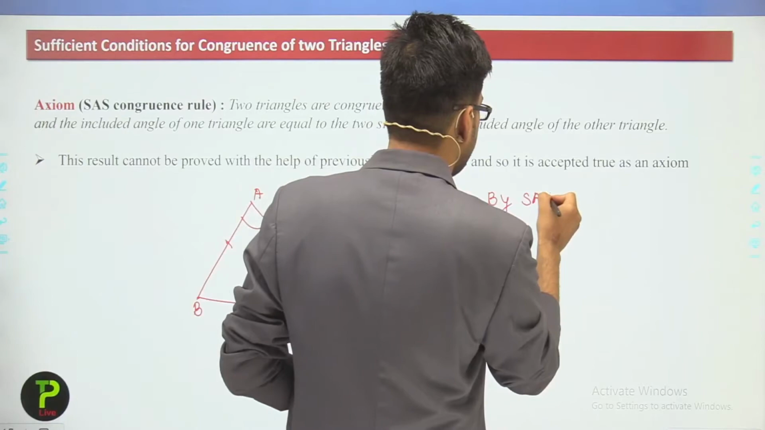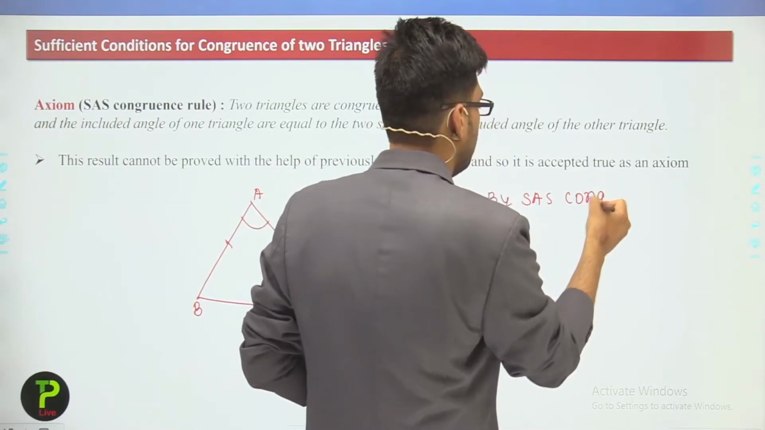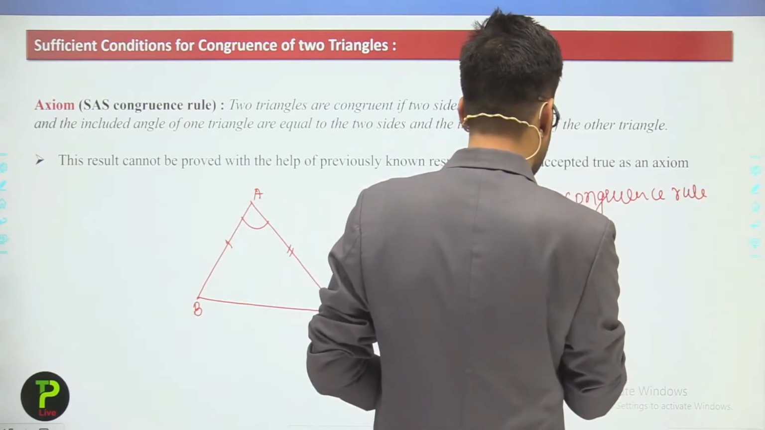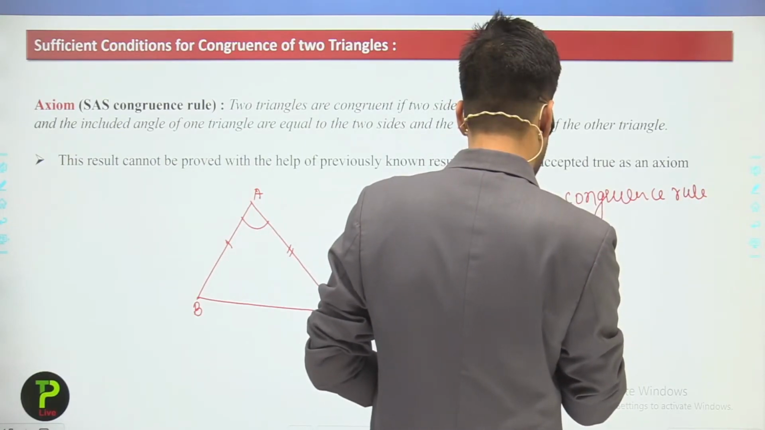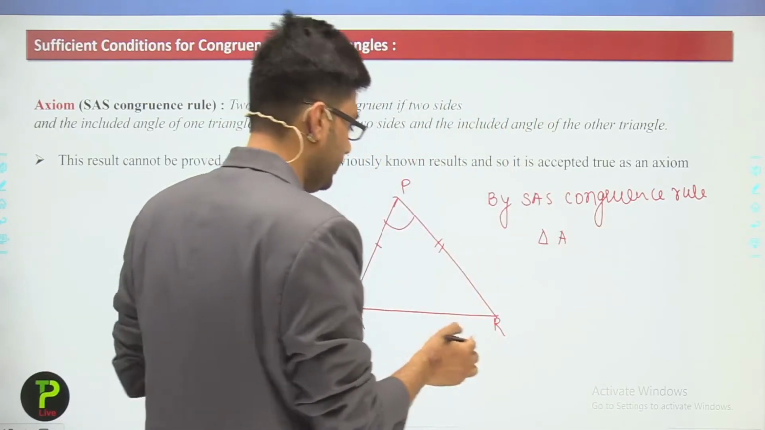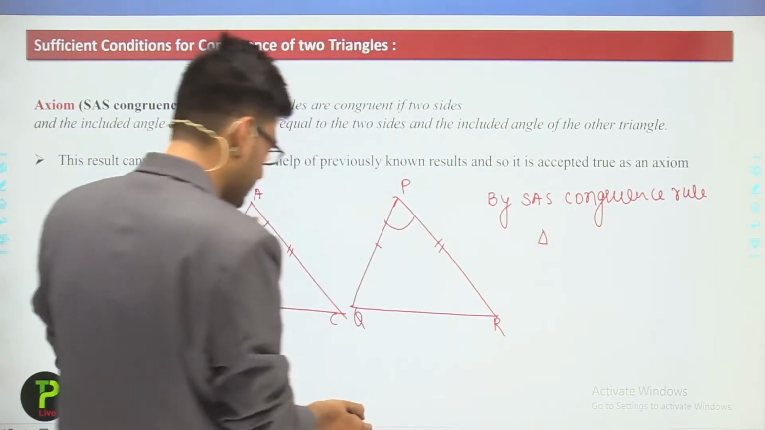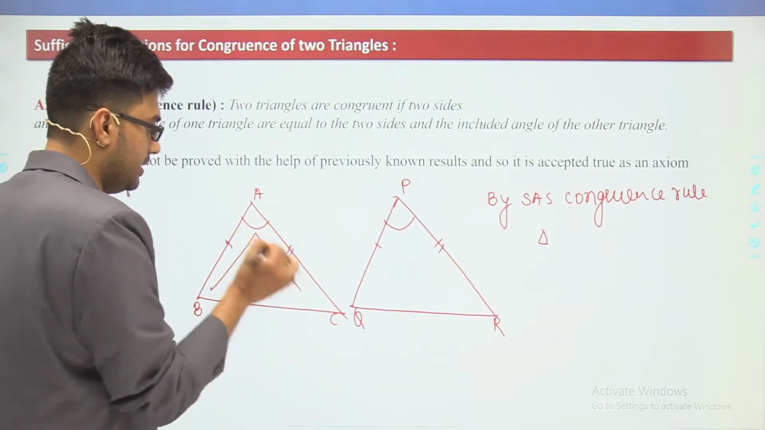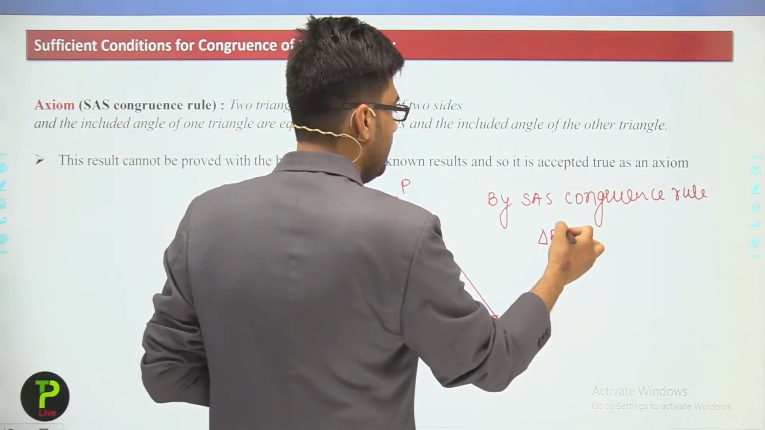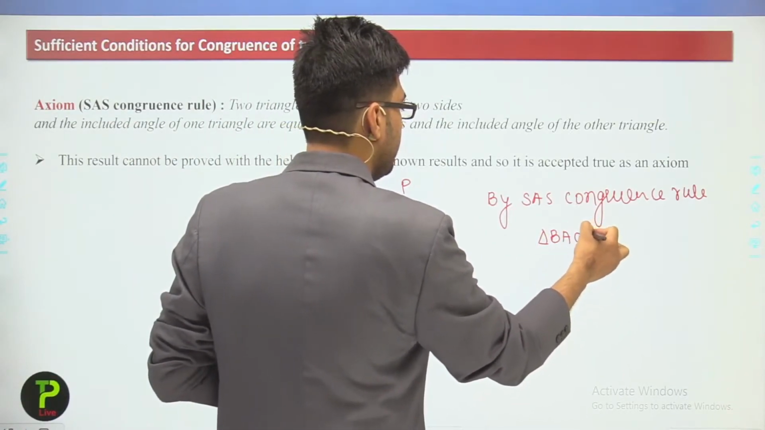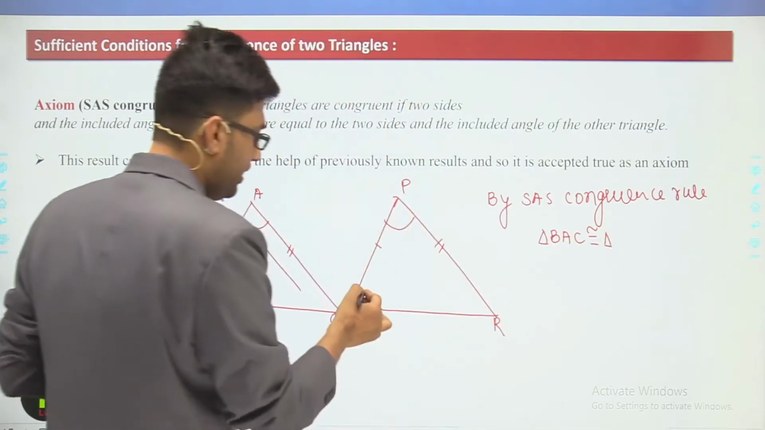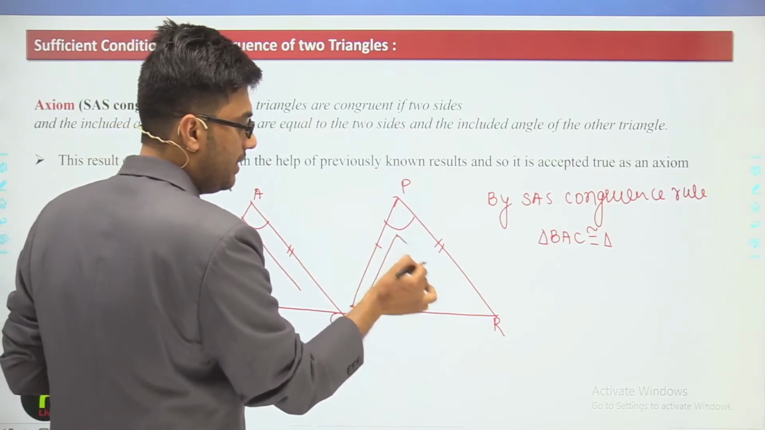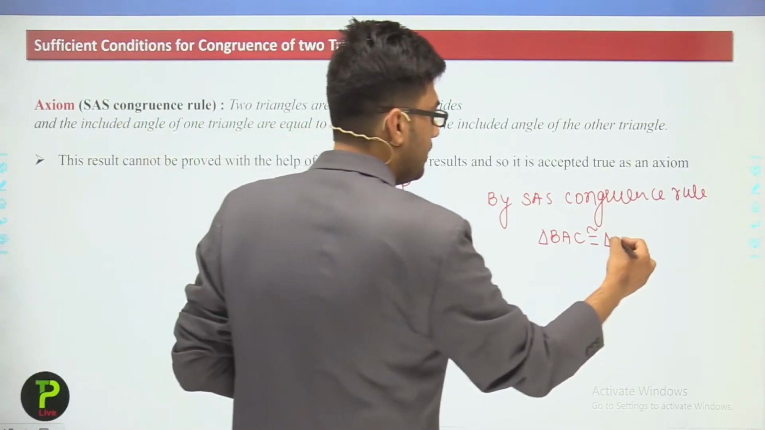side angle side congruency rule, we can say that triangle, students, how can we write the name of this? There is a technique, the right technique we use here: BAC. So we can write it as triangle BAC, and it is congruent to triangle QPR. Here we use BA equal to QP, so Q, and then we include this angle and this side. So we can write QPR.